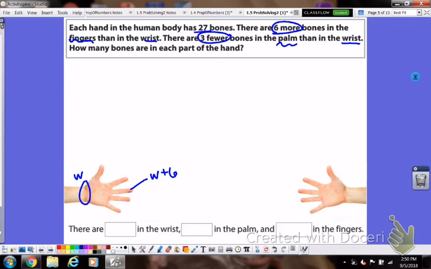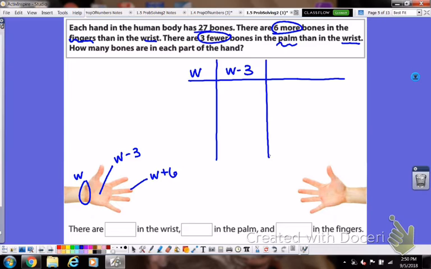Then we also know that there are 3 fewer in the palm than in the wrist. Well, we know the wrist is W. 3 fewer means we're taking 3 away, so W minus 3. Now we have our picture labeled. We are going to make a quick chart. So we have W. We have W minus 3. We have W plus 6, just bringing in our labels. Then we have our total bones. We want our total to be 27.